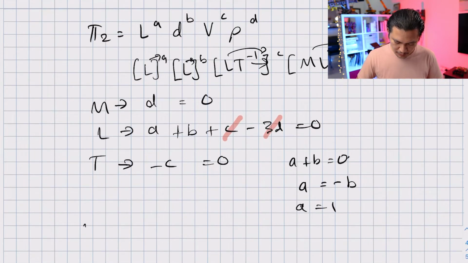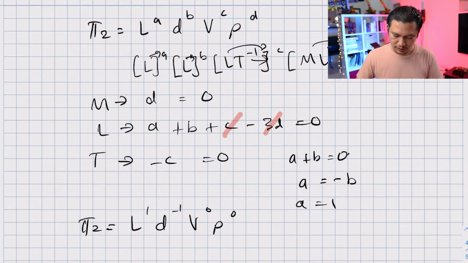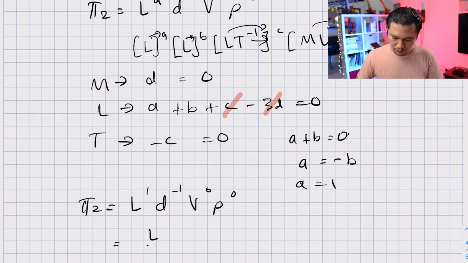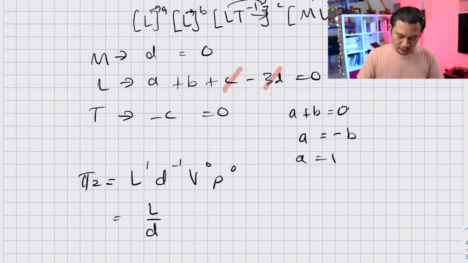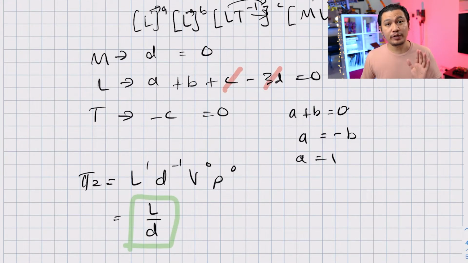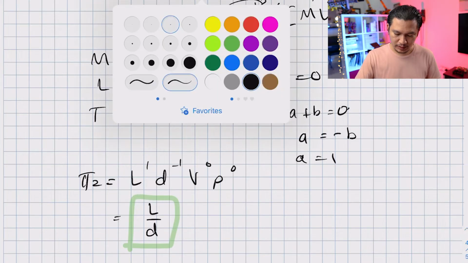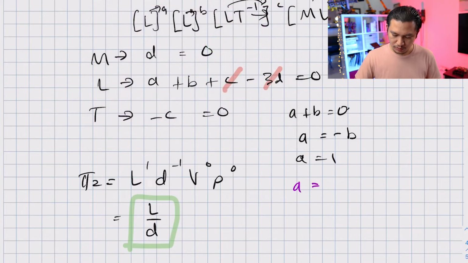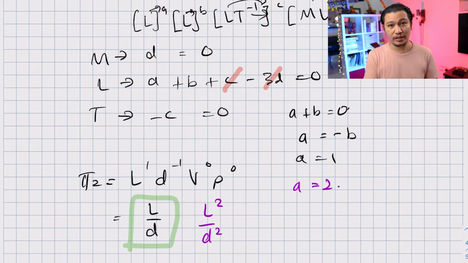And you end up with pi 2 equal to L to the power of 1, d to the power of minus 1, v to the power of 0, and rho to the power of 0. So you end up with L over d. Now because this is simple, you can clearly see that if we consider A equal to 2, for example, you will end up with L squared over d squared. And what's the point of this? This is dimensionless. So to make things clean, just do A equal to 1 and you end up with L over d.